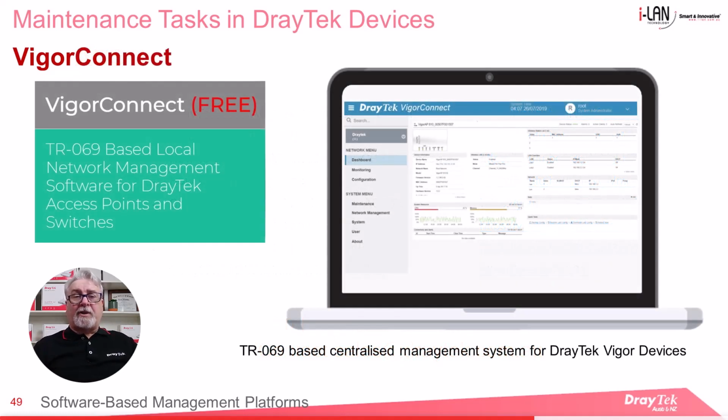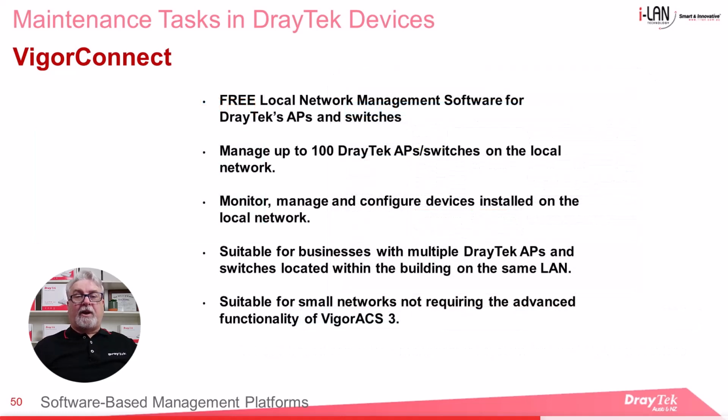The other software-based management solution that DrayTek have available is VigorConnect. This one is free and can be downloaded from our website. It has many similar features to VigorACS 3, but it's only available for APs and switches on a local network. It can manage up to 100 DrayTek access points or switches, but they must be on the same LAN. So it's suitable for businesses with multiple DrayTek APs and switches located within a building on the same local area network who don't require the advanced functionality of VigorACS 3.